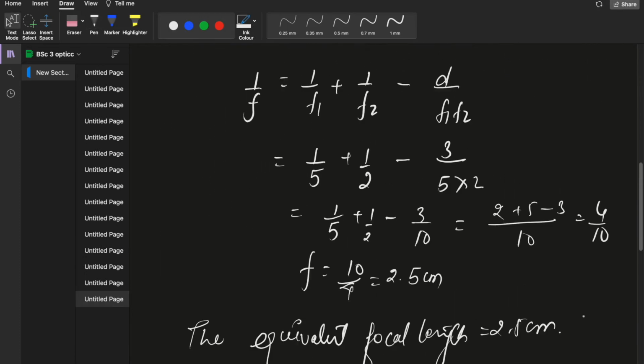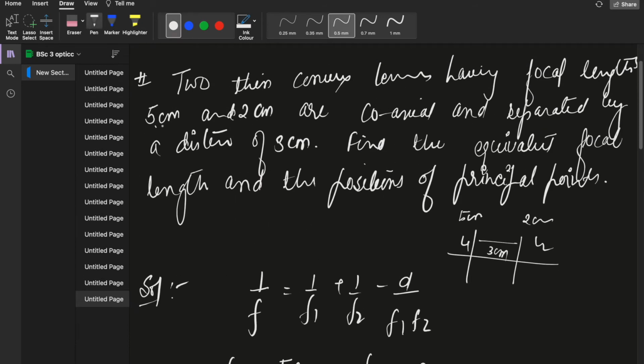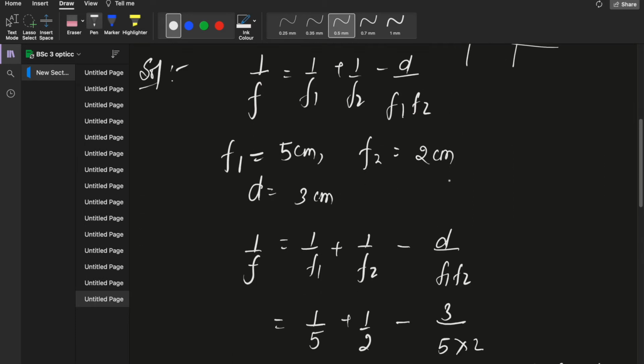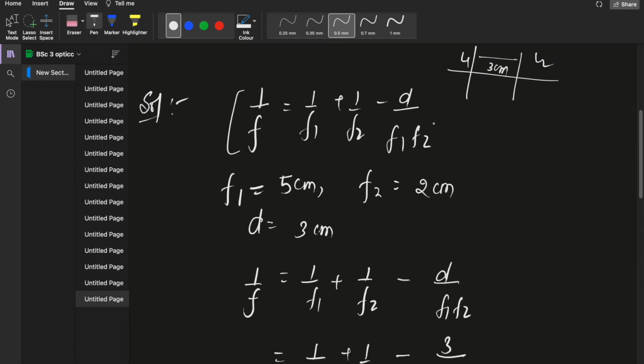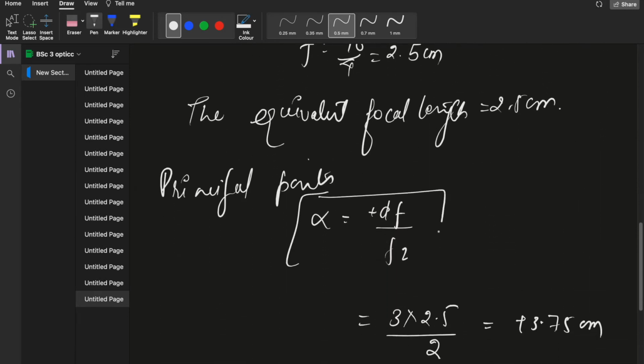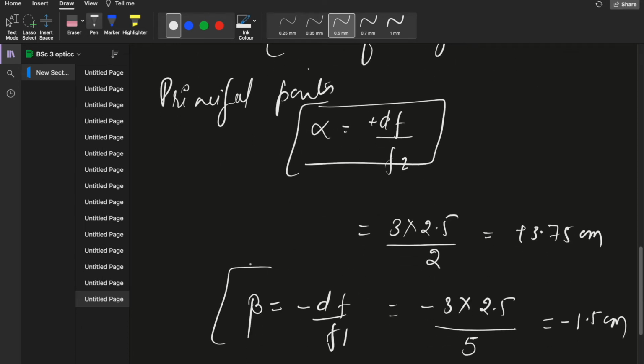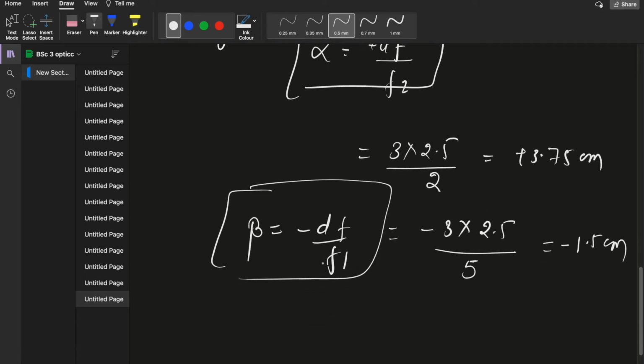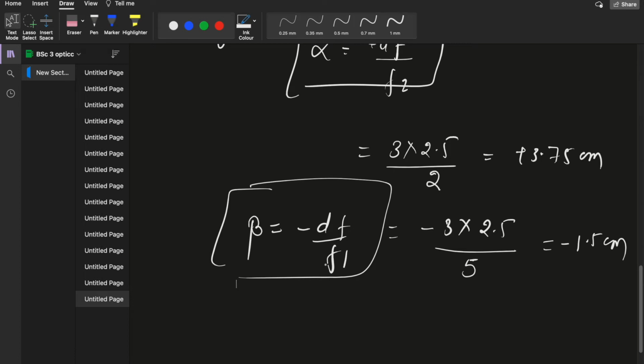So if any question gives you the focal lengths and the separation between them, and asks you to find the equivalent focal length and the principal points, you can use these formulas. For the equivalent focal length, and for the principal points, just memorize these four. The first principal point is alpha, equal to d f upon f2, and the second is beta.